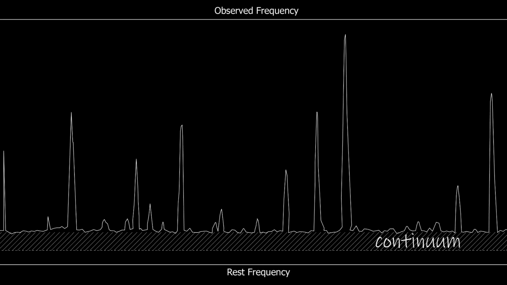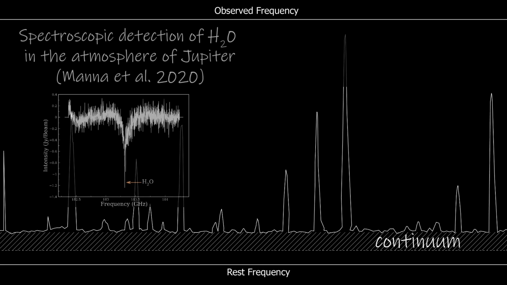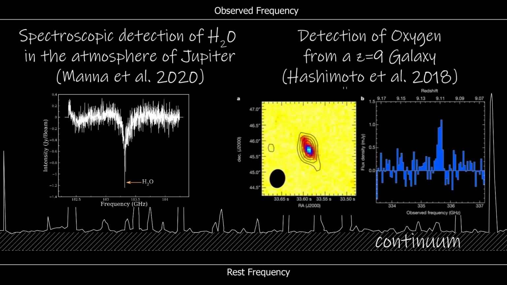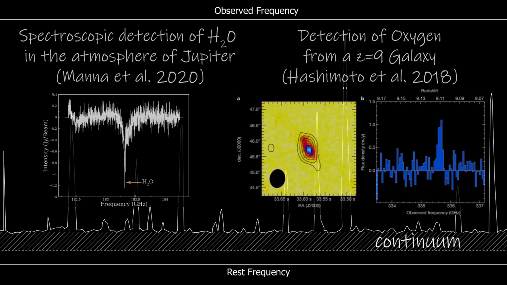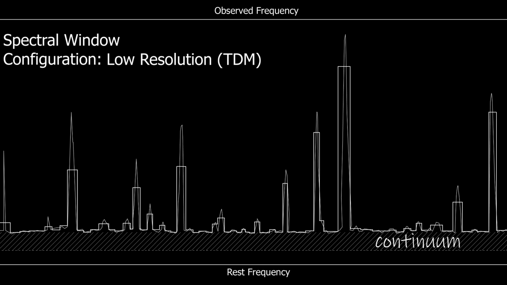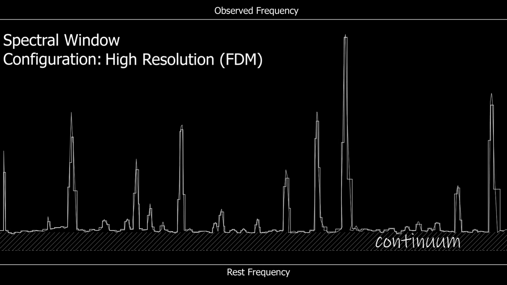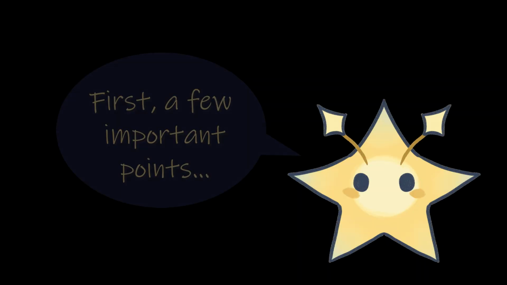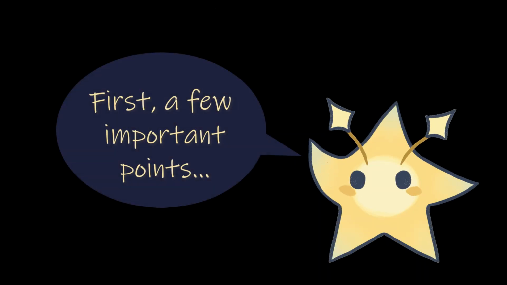ALMA is capable of detecting a myriad of emission lines from molecular species in the local and high redshift universe. ALMA's correlator is versatile enough to target multiple spectral lines with different spectral resolutions. Before we get into specific examples, let's briefly review a few important points.